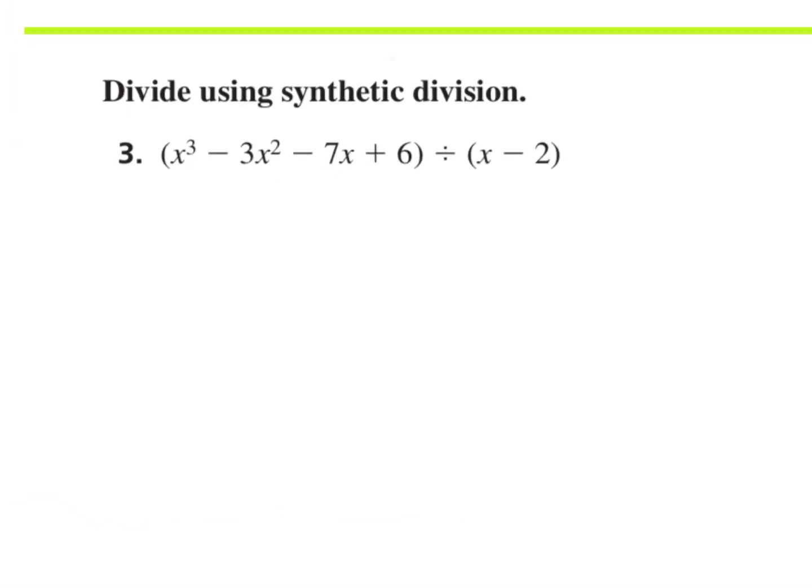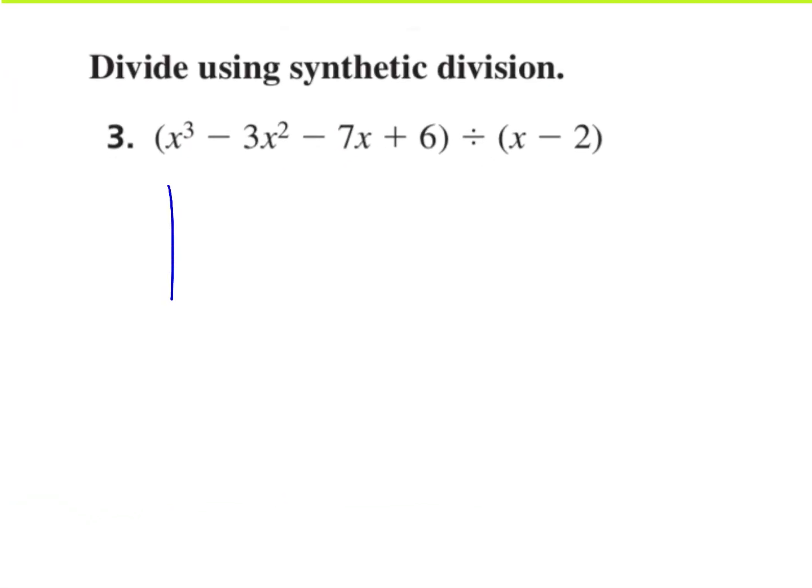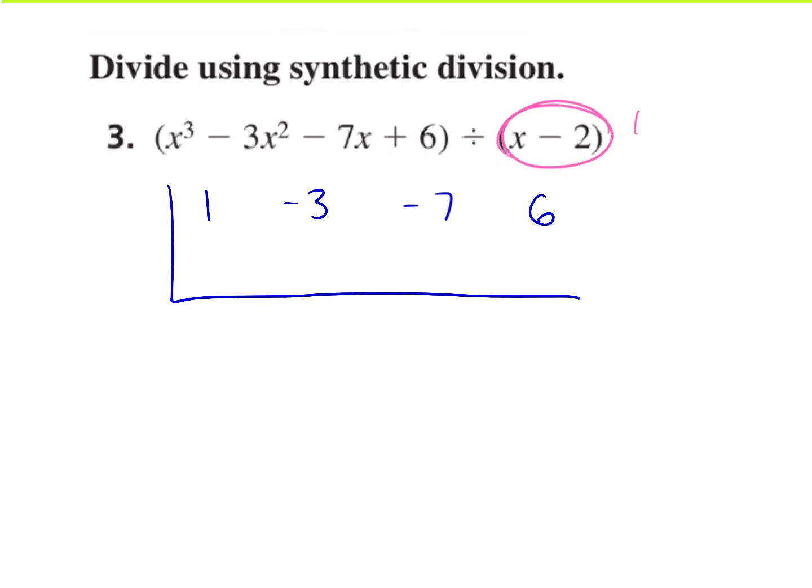All right, let's take a look at the next one. Am I missing any terms? No. So what's going to go inside the box? 1, -3, -7, awesome. 1, -3, -7, and 6. What's going to go outside the box? Positive 2, because we changed the sign.